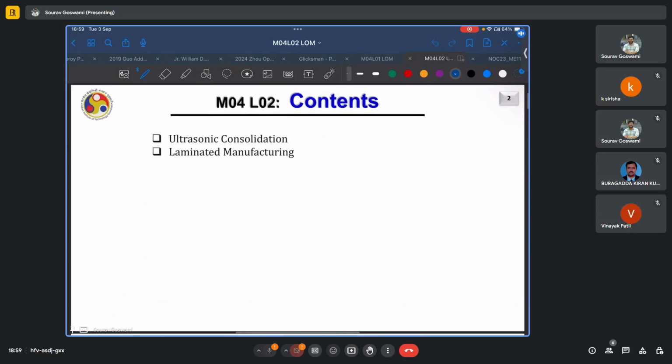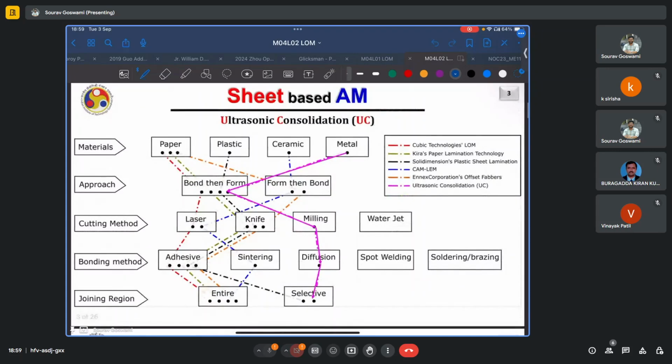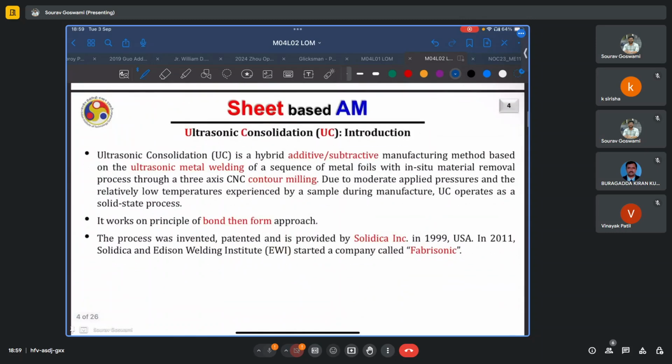The final two sheet-based AM processes are ultrasonic consolidation and laminated manufacturing. So ultrasonic consolidation uses a metal sheet as the material and uses a bond and then form approach. It uses a milling operation as the cutting method, and bonding occurs via solid state diffusion, and only the selective region is joined. Again, it is a hybrid additive manufacturing method based on ultrasonic metal welding of a sequence of metal foils with in situ material removal process, so 3-axis CNC contour milling.